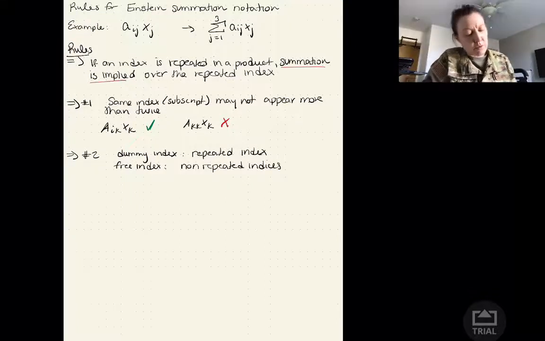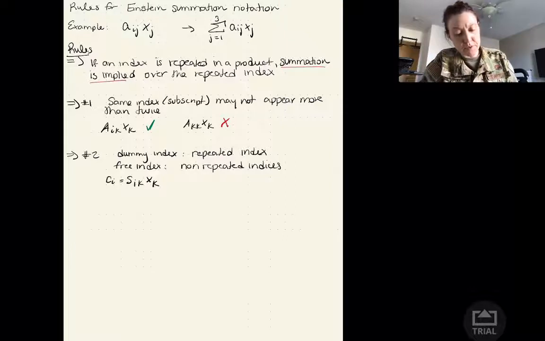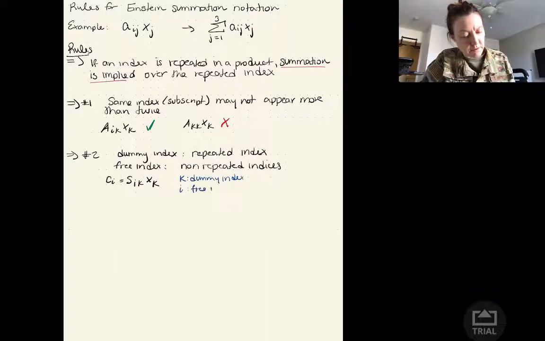Okay, so let's just go ahead and call out. I think I gave you a couple of examples. C sub I equals S sub IK x sub K. If we look at this, K, I'm going to write this in blue, is the dummy index because it's repeated, and I is the free index because it's not repeated. And this is perfectly valid. So we'll give this a green check mark because this is fine.